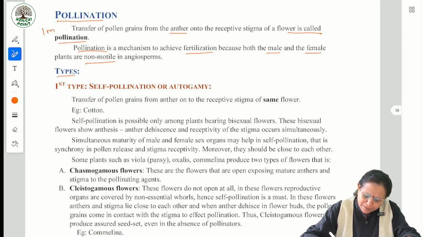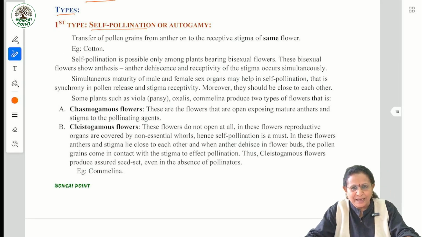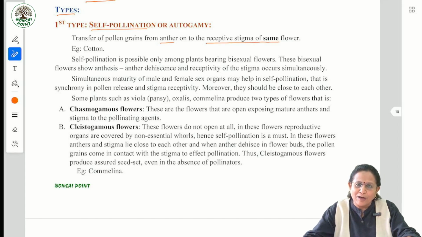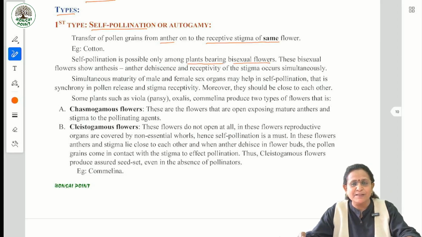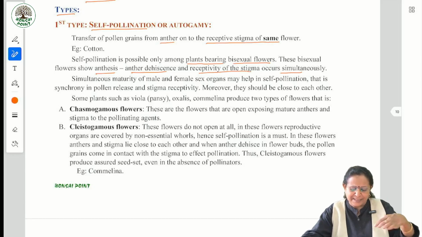Types of pollination. There are 3 main types of pollination. One is self-pollination or autogamy, the second is cross-pollination, and the third is geitonogamy. Transfer of pollen from the anther onto the receptive stigma of the same flower is called self-pollination. Self-pollination is possible only among plants bearing bisexual flowers. These bisexual flowers show anthesis, meaning anther dehiscence and receptivity of stigma occur simultaneously.